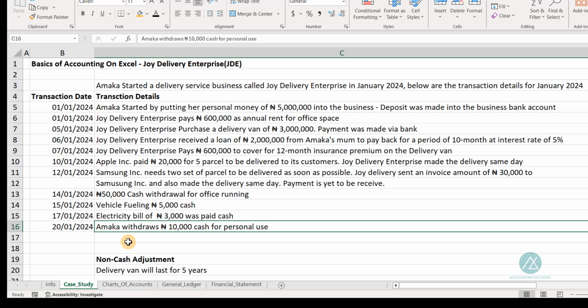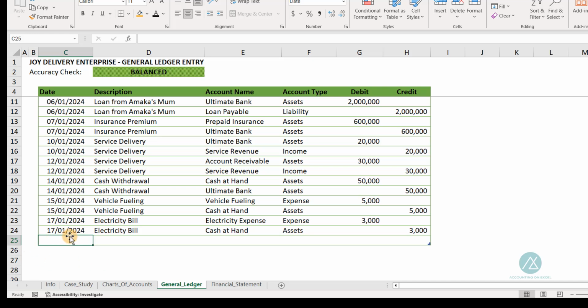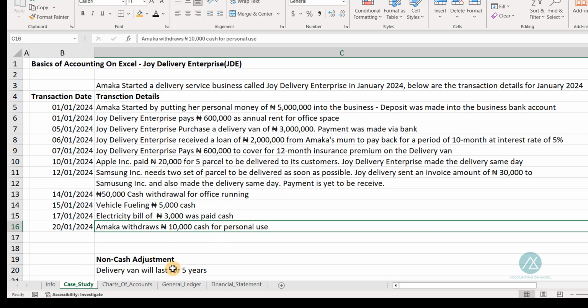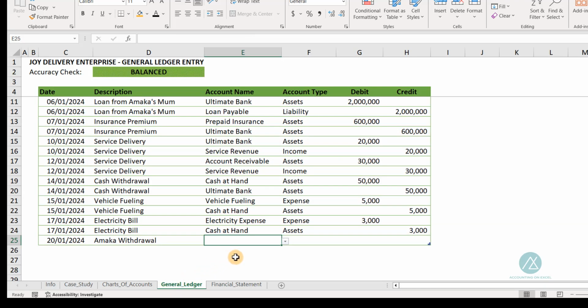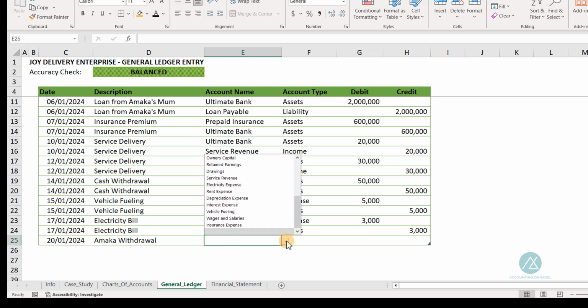Good. So what's the next transaction? It says Amaka withdraws 10,000 cash for personal use. Now, this is a withdrawal Amaka made on the 20th of January 2024. Amaka withdrawal. So she withdraws 10,000 cash. So this kind of transaction is what will affect drawing. So the owner of the business is withdrawing money for personal use. See, it says for personal use. So the owner of the business, which is Amaka, that owns Joy Delivery Enterprise, is withdrawing money for personal use. Right. And for such kind of transaction, the account that will be affected is a drawing account.